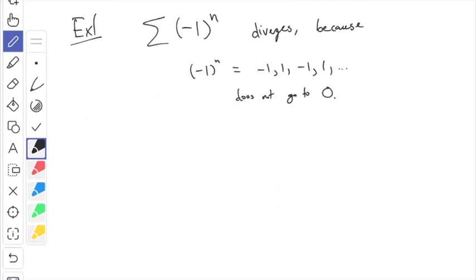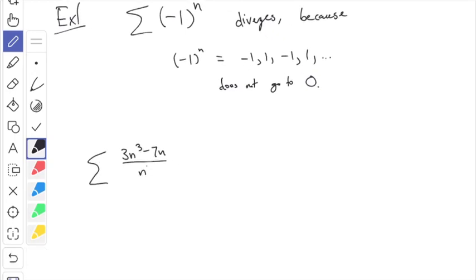Here's another one, maybe less obvious. How about the sum of (3n^3 - 7n) divided by n^3? Does it converge or diverge? Actually, this one diverges, and you can tell by looking at the terms on the inside and taking the limit as n goes to infinity. So I'm going to check the lim of a_n, right? That's what I'm doing here. And if that limit is not 0, then the series definitely diverges. What is the limit right there?